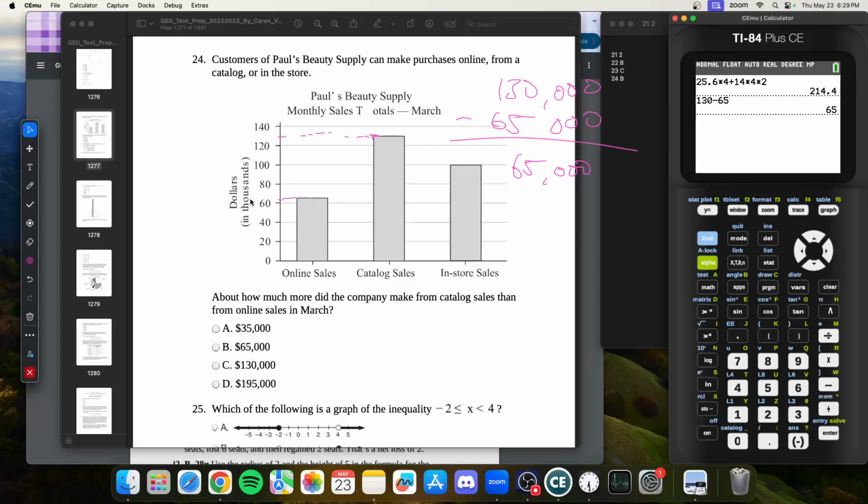That's a lot of money. Okay, so Paul's Beauty Supply is pulling like $300,000 a month. Paul's rich, bro. $300,000 a month. That's crazy.